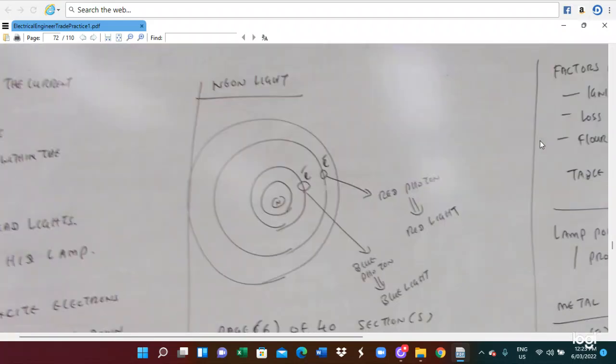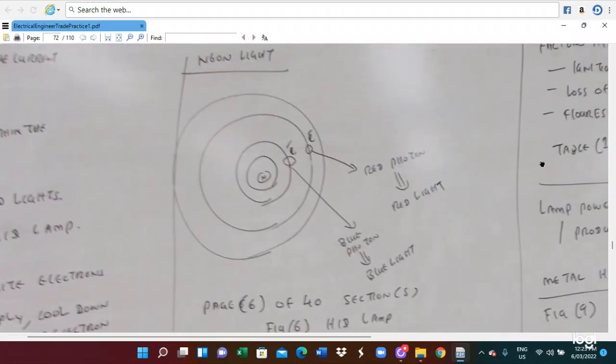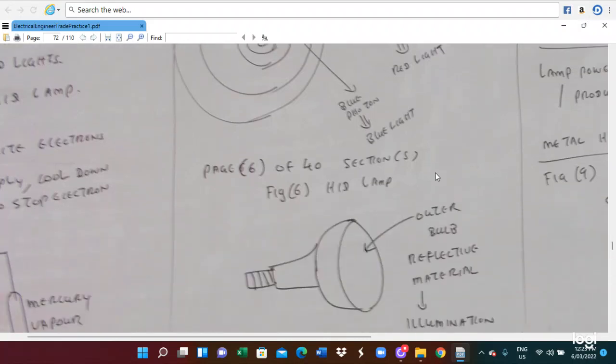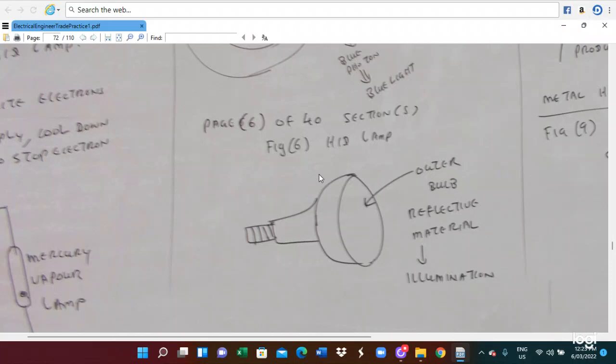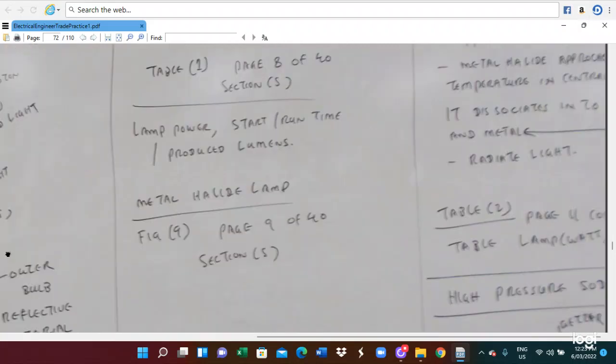So here is a neon light. In a neon light, the electrons are moving around the nucleus, so they possess energy. When an electron moves from one pathway to another pathway, it will radiate the energy. So this is the radiating of the energy. Here is the HID light diagram. The outer bar includes the reflective material, and that reflective material produces an illumination level.